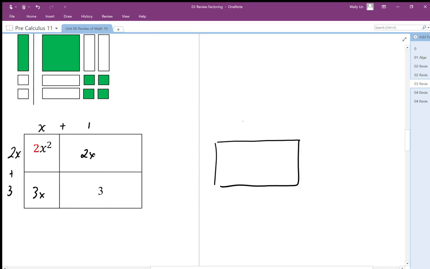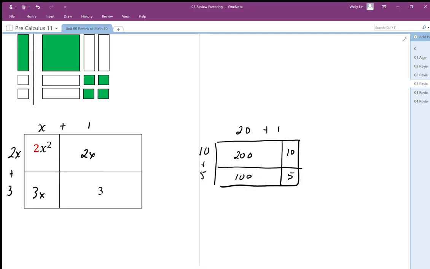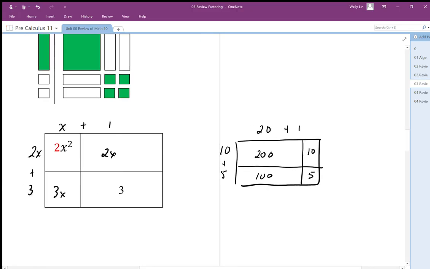Okay, so if I have some random multiplication, 20 plus 1 times 10 plus 5 or something like that, I end up with this. This is going to be 200. This is going to be 10. 20 times 5 is 100. And 1 times 5 is 5. So this is just grid multiplication. You would have done this in elementary school. And this is all we're doing here. This is really just grid multiplication with variables.